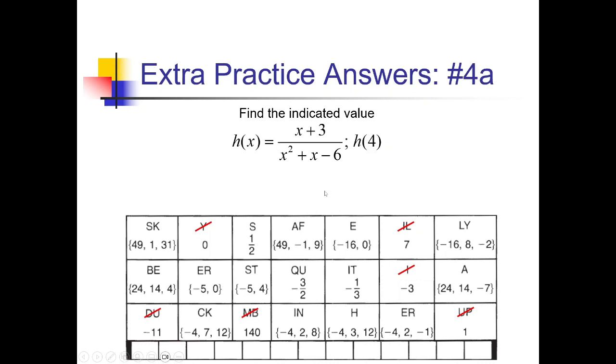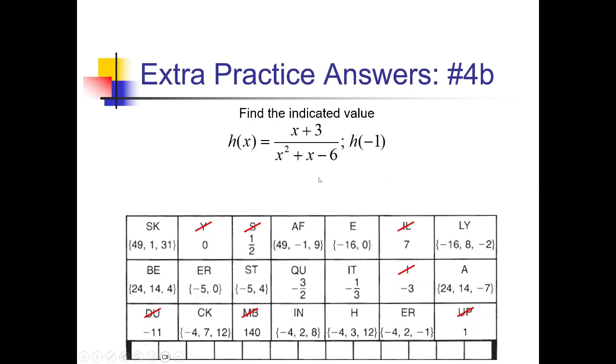For this last plug-it-in function, we have h, this crazy rational expression going on. We're going to plug 4 into that for part A. So we have 4 plus 3 over 4 squared plus 4 minus 6. The numerator, 4 plus 3, is going to be 7. Down below here we have 16 plus 4 is 20. 20 minus 6 is 14. And I do need to reduce this. This is going to be 1/2 if I reduce by 7s. 1/2, I see that right here, that's S, so cross that off.